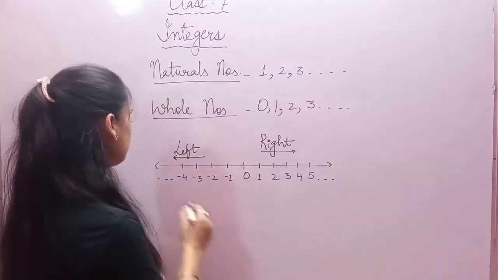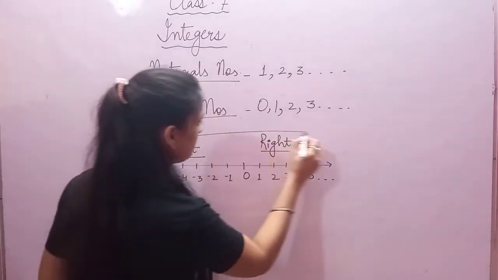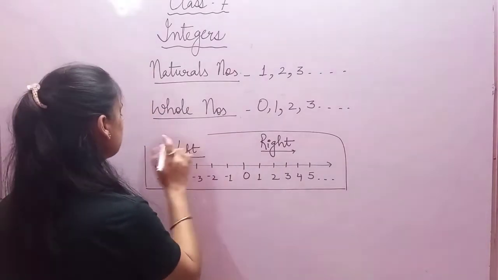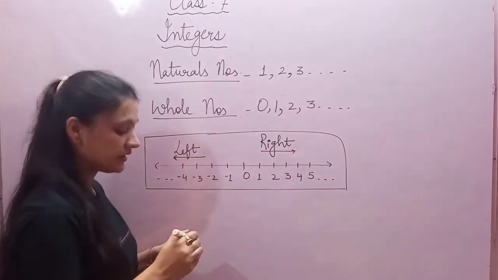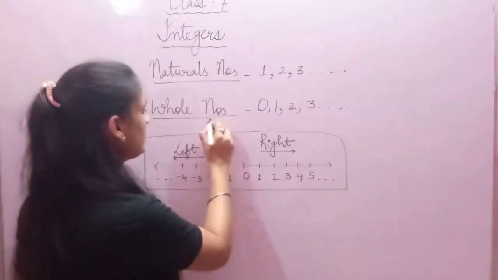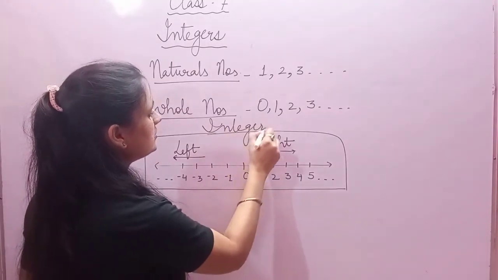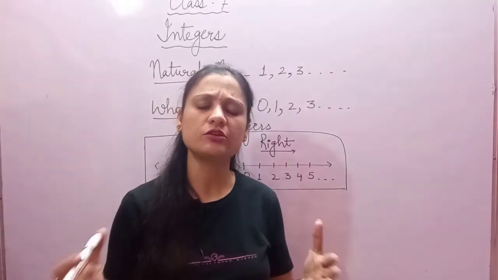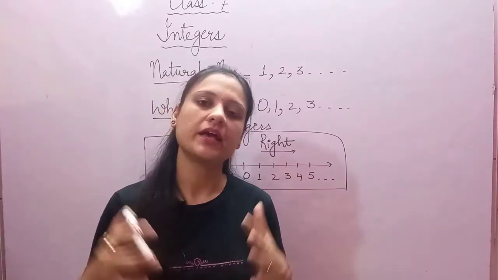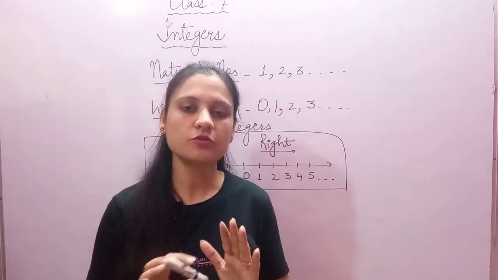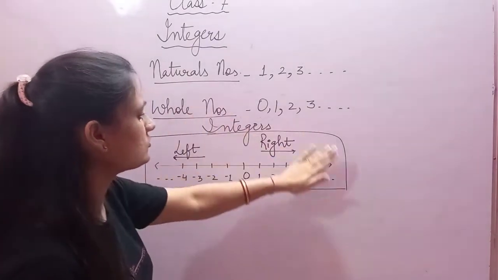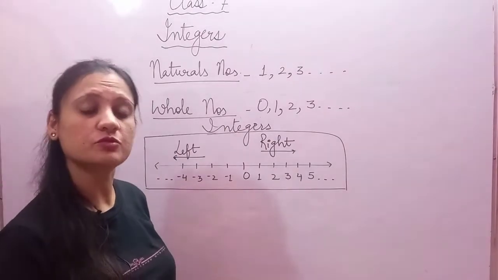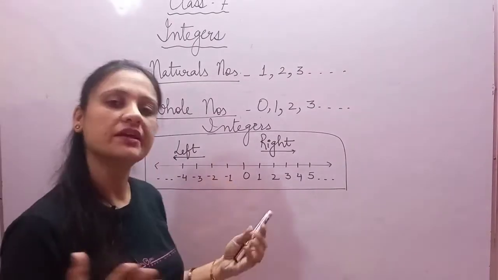So all these numbers, whole numbers, natural numbers, positive numbers, negative numbers, they all form integers. So what does it mean? What are integers? Integers include all positive numbers and all negative numbers. I hope you understood now. So it includes all natural, whole, positive, negative. This is the combination of so many numbers, and the name given is integers.